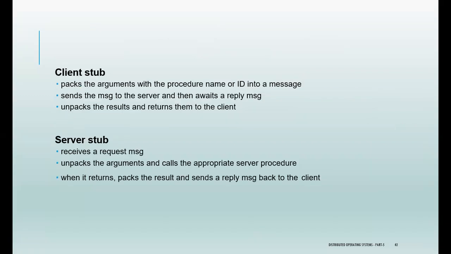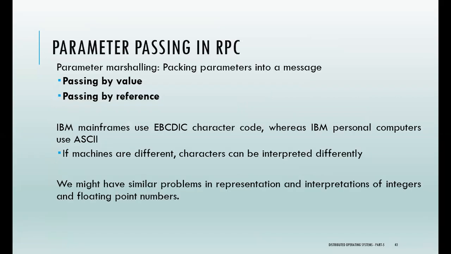So the client stub packs the arguments with the procedure name or ID, sends the message to the server, then waits for the reply, unpacks the result, and returns it to the client. The server stub receives a request message, unpacks the arguments, and calls the appropriate server procedure. When it returns, it packs the result and sends a reply message back to the client.